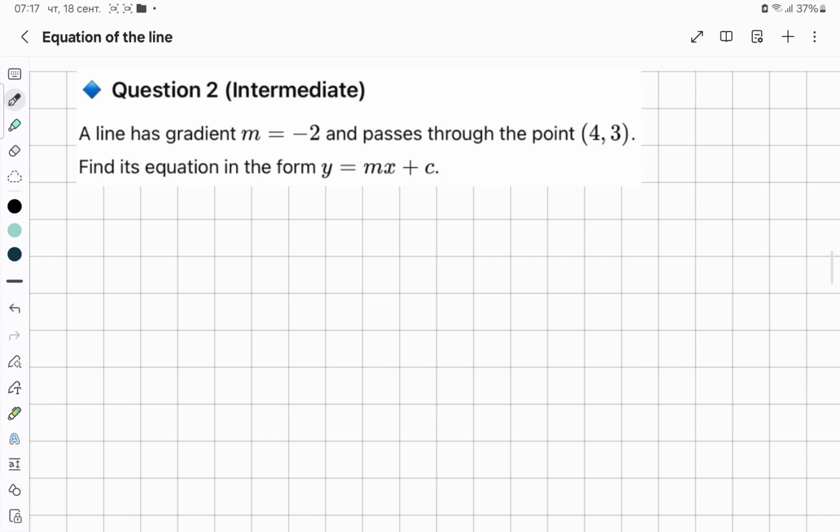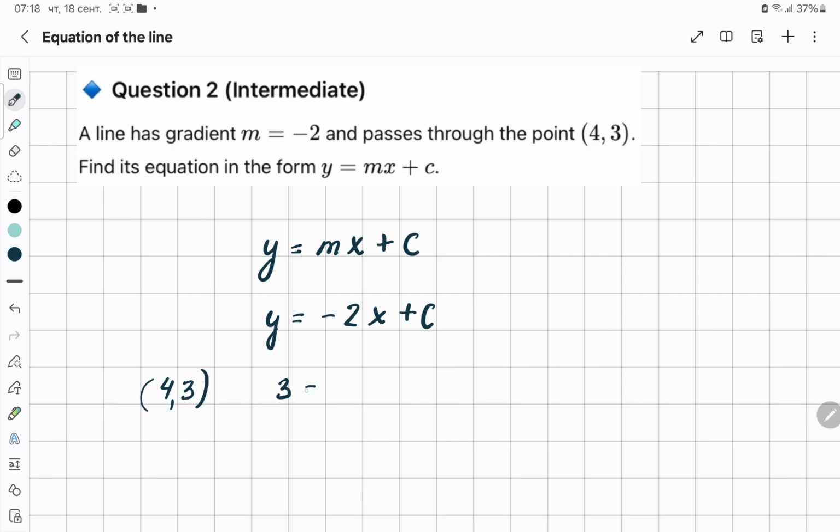So it says that the line has a gradient -2 and passes through the point (4, 3). First of all, I'm going to write the equation of the line again. It says that m is equal to -2, so y equals -2x plus c. And again, as we did in the previous case, instead of x and y, we are going to put 4 and 3. So 3 is equal to -2 times 4 plus c.